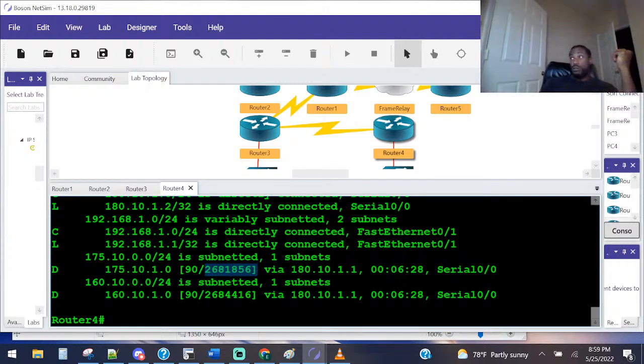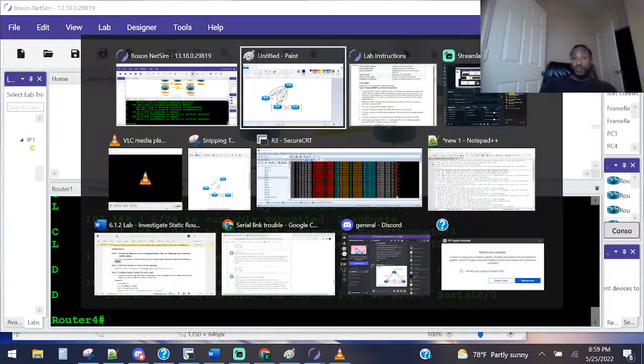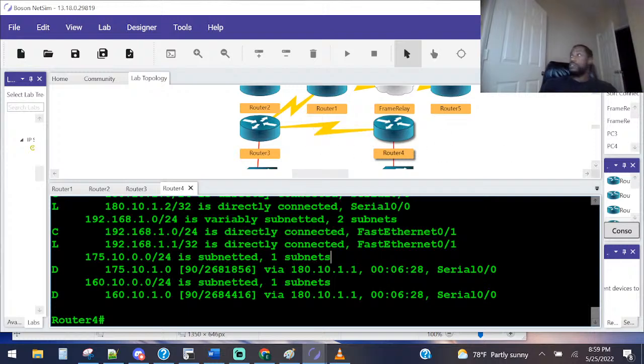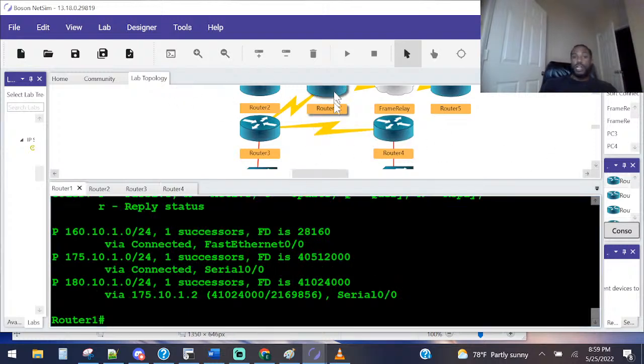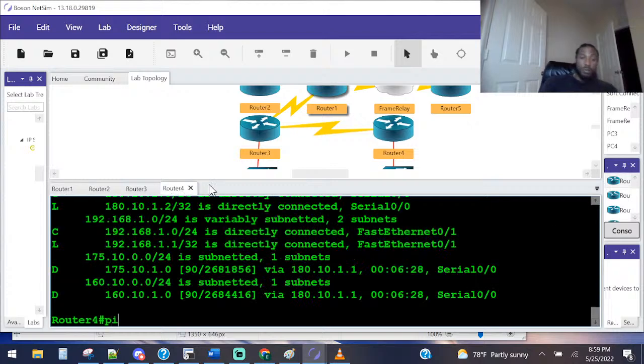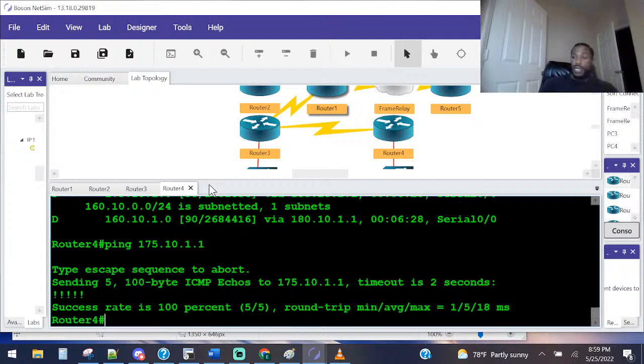From router 4, ping router 1. So they want us to, from this guy, ping router 1, which means he's going to go that way to ping that guy, right? So let's do that. We'll ping this interface right over here, the 000 interface. Let's go to router 1 and check. Show IP interface brief. The 000 is 175.10.1.1. So we'll ping that. Ping 175.10.1.1. And we got a reply.